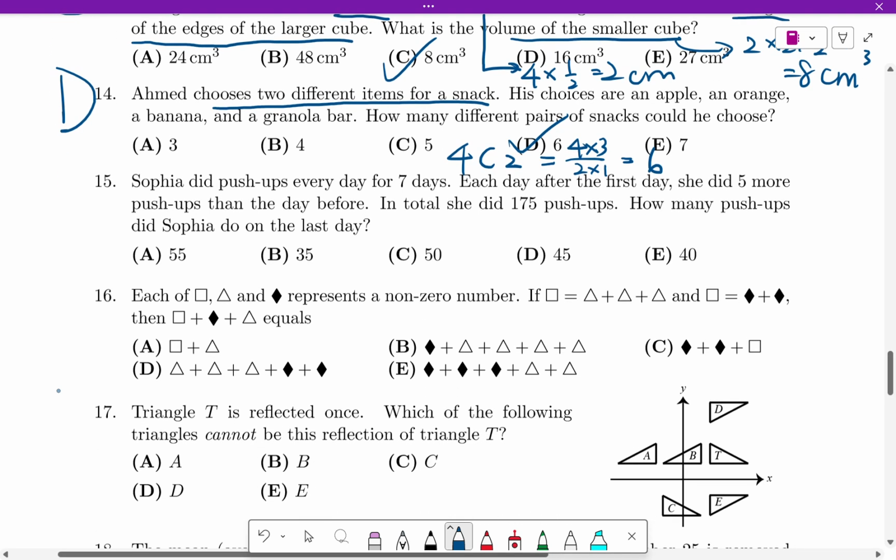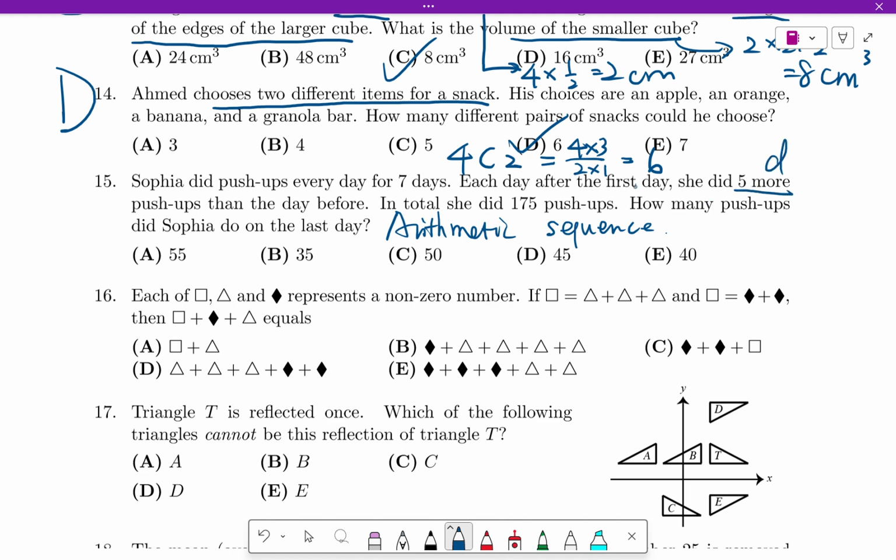Question 15. Sophia did push-ups every day for 7 days. Each day after the first day, she did 5 more push-ups than the day before. In total, she did 175 push-ups. How many push-ups did Sophia do on the last day? So this question is an arithmetic sequence question, because for each day she did 5 more, and this is the common difference.